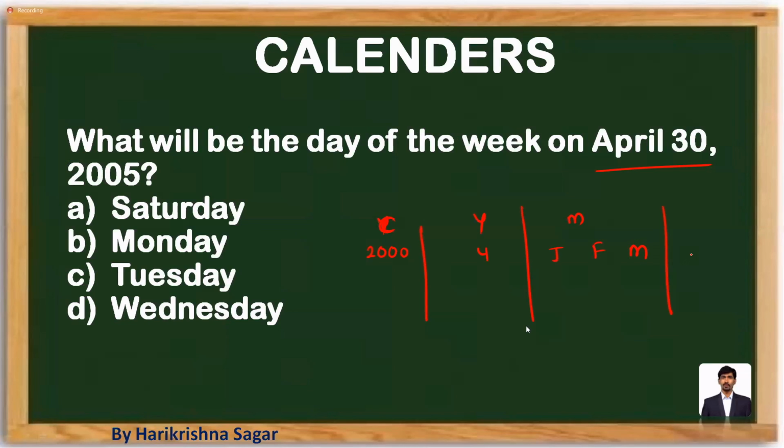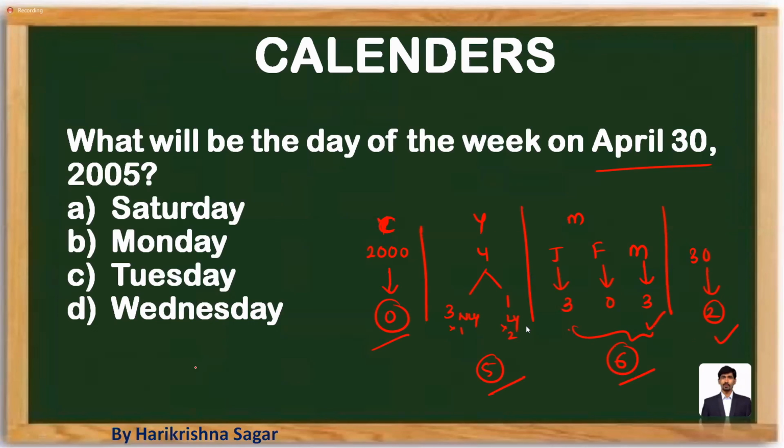The century has 0 odd days. The years give 5. January has 3 odd days, February 3, March 3. 30 days means 2 odd days. Calculate everything: 0 plus 5 is 5, 5 plus 6 is 11, 11 plus 2 is 13. 13 by 7, the remainder is 6. 6 means the answer choice is Saturday. Mark it as the answer. That is how you can solve this type of question.